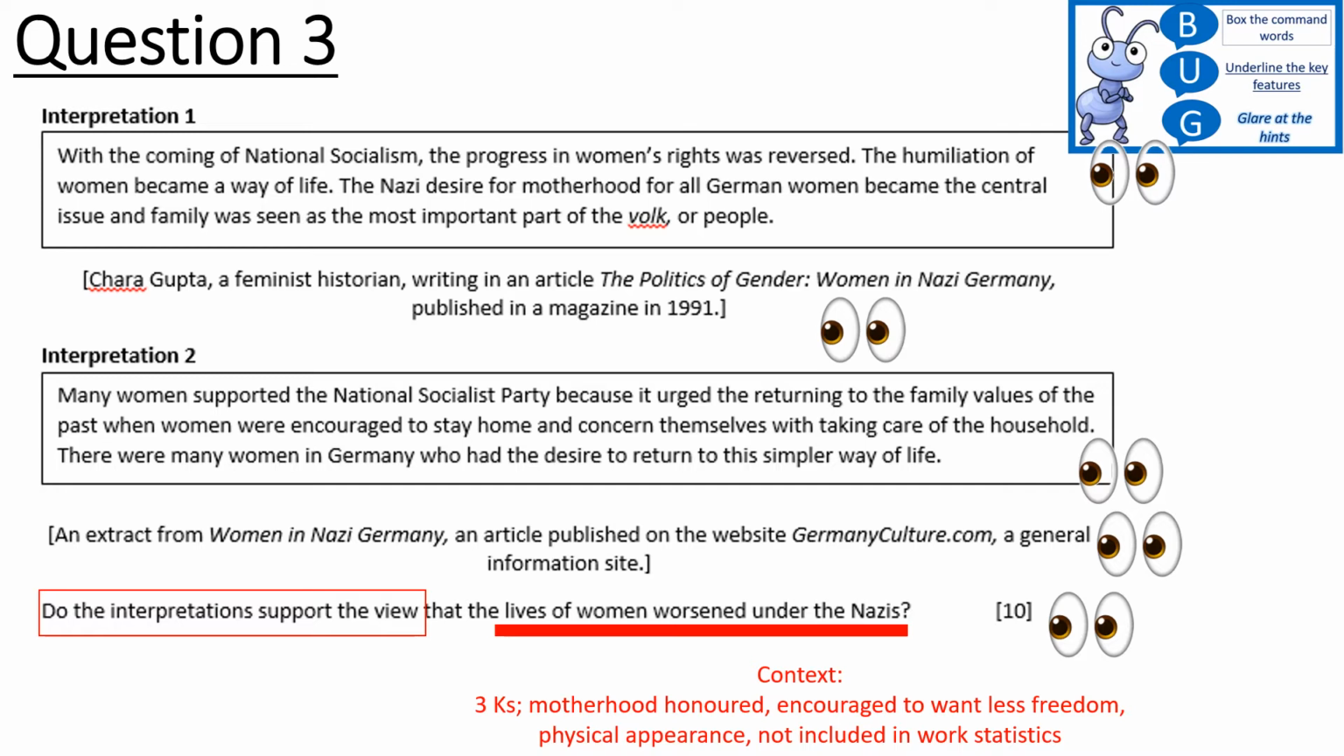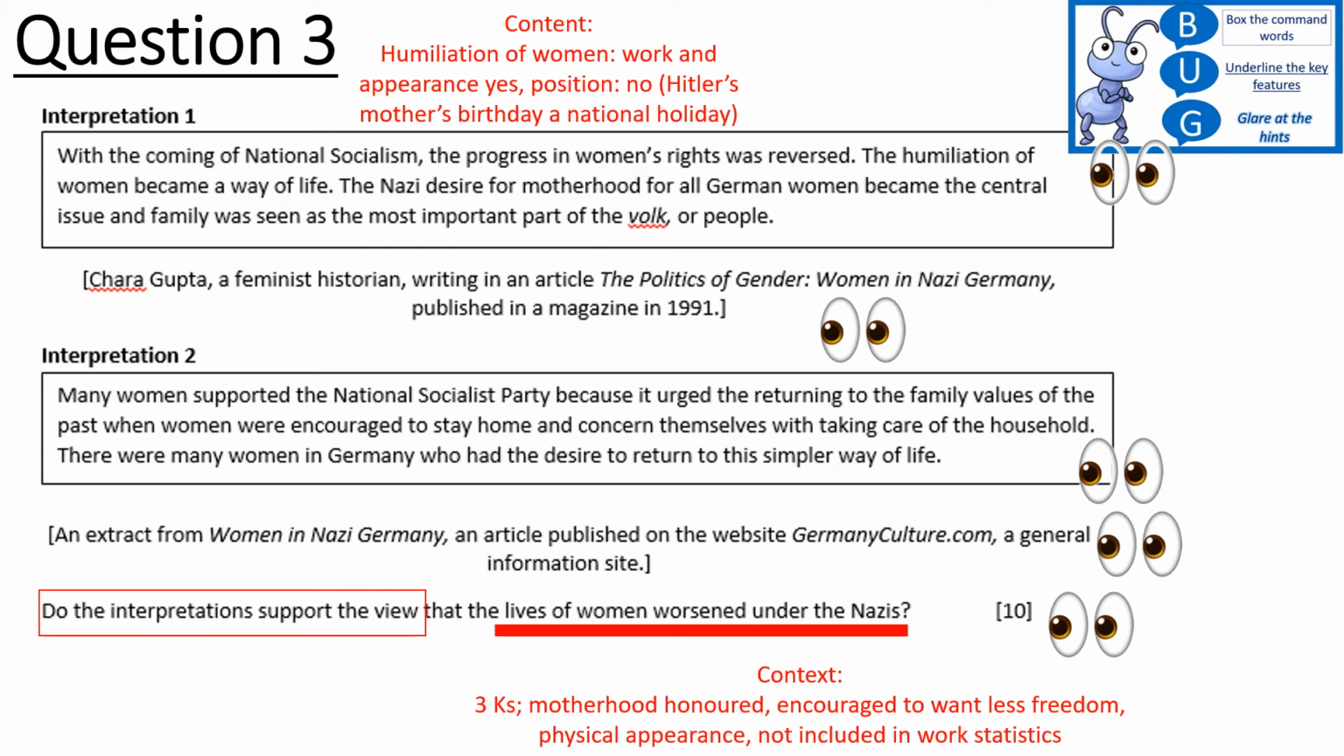And while I'm doing this, I'm going to be thinking about what they say about the lives of women. So interpretation 1 is talking about the humiliation of women. In work and appearance, yes, I would agree that women have a worse life. But in terms of position, I'm going to personally disagree with Gupta because, like my context says, they're actually encouraged not to want this. And also you've got the fact that Hitler's mother's birthday was a national holiday. Women are celebrated in Nazi Germany, but only if they can have children, which Gupta does go on to say.